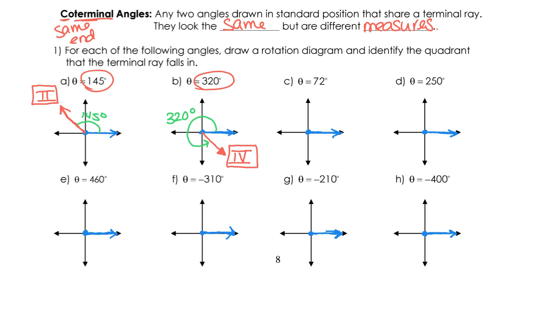All right, part C, 72 degrees. Well, I know straight up is 90, so 72 is less than that. And so this angle here would measure 72 degrees. Okay, and it is lying in quadrant 1.